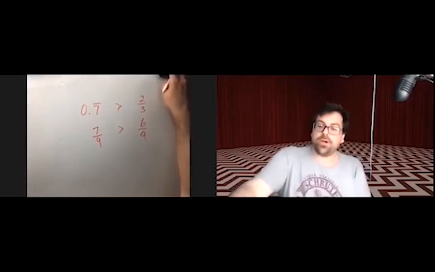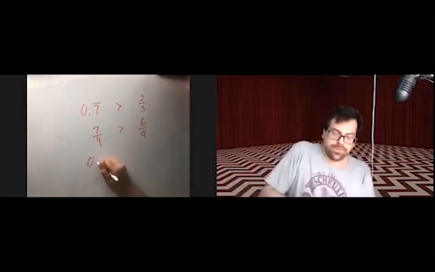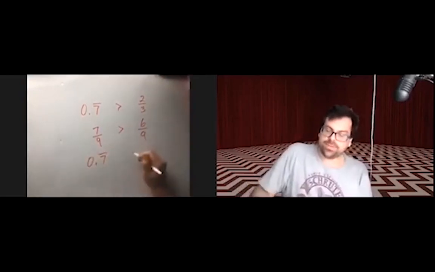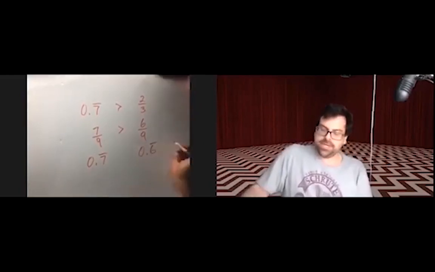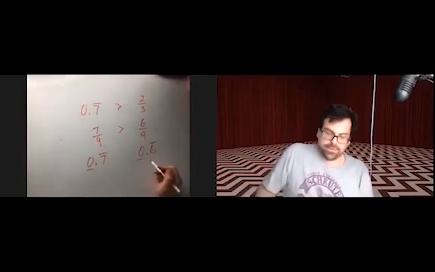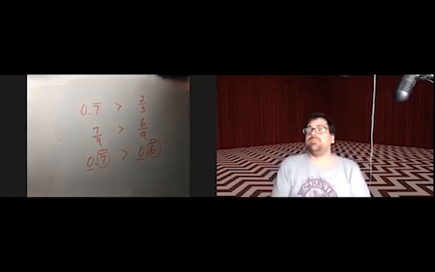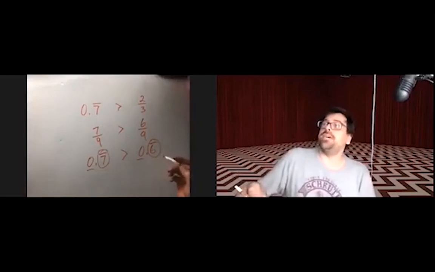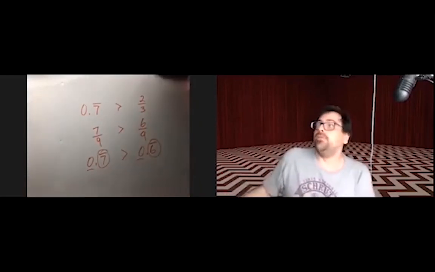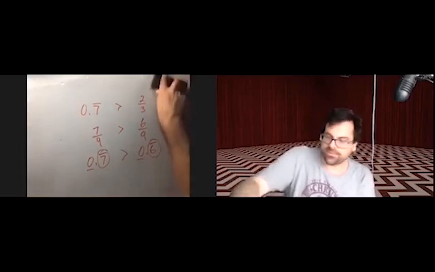But you could also change them both to decimals and get that 2/3 is 0.6 repeating, same, different, greater than. So you can compare them both as fractions, you can compare them both as decimals. You got to move them one direction or the other. That's what makes these beautiful.